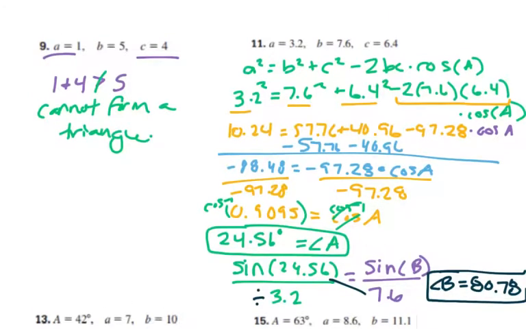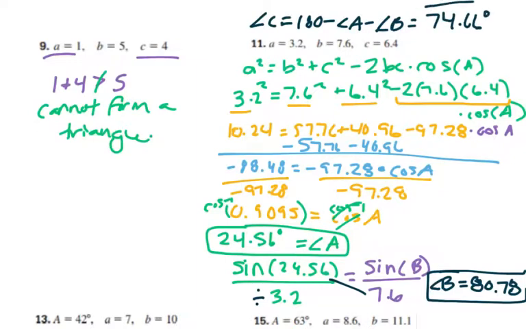Alright, so then how do we find angle C? Angle C is going to equal 180 minus angle A minus angle B. So 180 minus 24.56 minus 50.78. Is that 50 or 80? Oh, that's an 80. 80.78. Looked like a 5 to me. Okay. So 74.66. Perfect. For angle C.